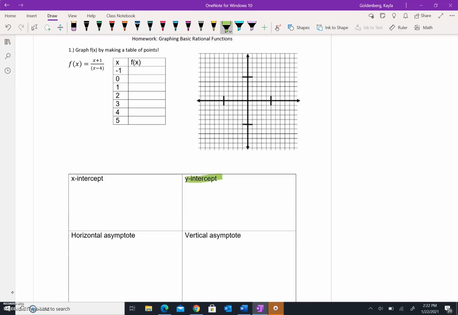I'm going to start with the y-intercept. Remember, the y-intercept is the point where you've got (0, a number). So all I've got to do there is plug in 0 as my x. Simplifying, I get 1 over negative 4, which is negative a fourth, negative 0.25, however you want to do it. Notice that's one of our table values, so I'm just going to put negative 0.25 here.